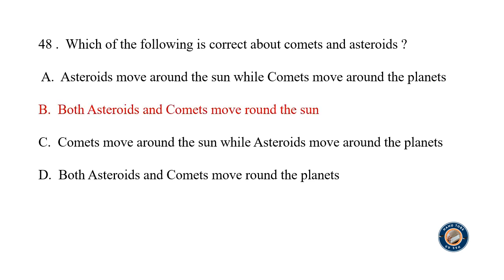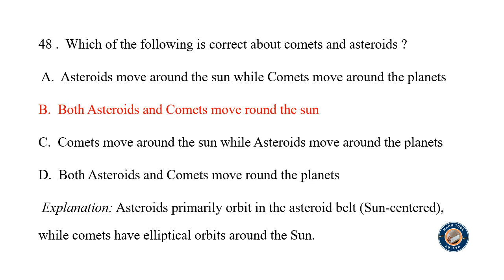The answer will be both asteroids and comets move around the sun. Asteroids primarily orbit in the asteroid belt, which is sun-centered, while comets have elliptical orbits around the sun.